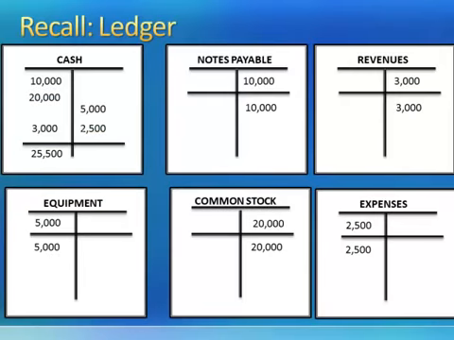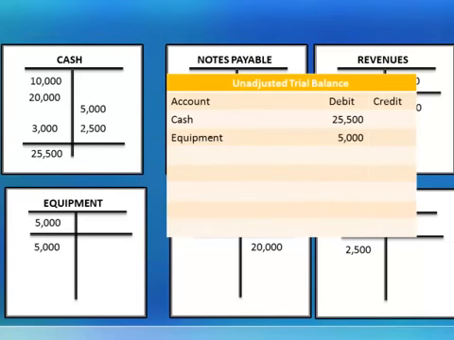Recall that we ended the last module with our ledger, with cash having a balance of $25,500, notes payable $10,000, revenues $3,000, equipment $5,000, common stock $20,000, and expenses $2,500. To prepare an unadjusted trial balance, we're simply going to transfer the balances in our ledger accounts to our trial balance. An unadjusted trial balance consists of all of the accounts and their ending balances. So we see first our cash account has a balance of $25,500, and our equipment account has a balance of $5,000.